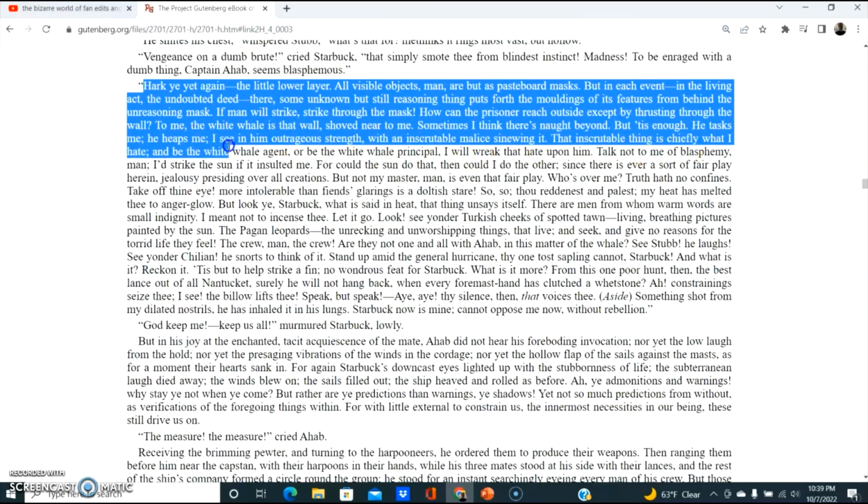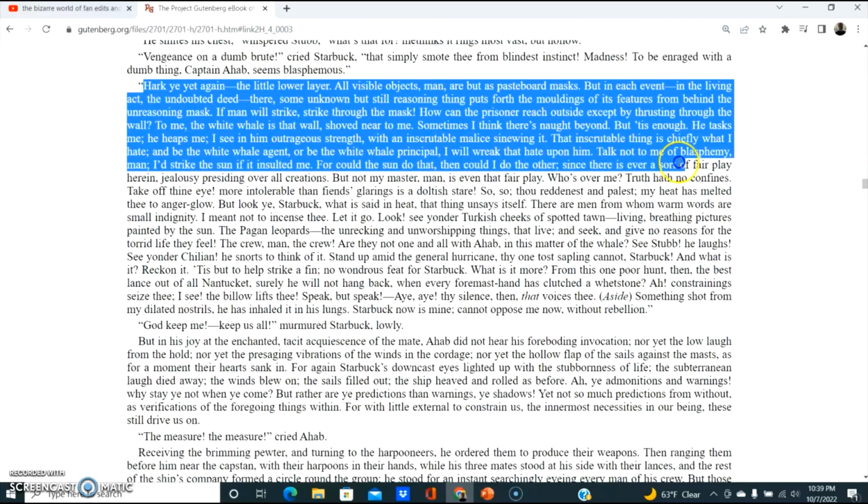He tasks me, he heaps me. I see in him outrageous strength, with an inscrutable malice sinewing it. That inscrutable thing is chiefly what I hate, and be the white whale agent, or be the white whale principal, I will wreak that hate upon him. Talk not to me of blasphemy, man. I'd strike the sun if it insulted me."